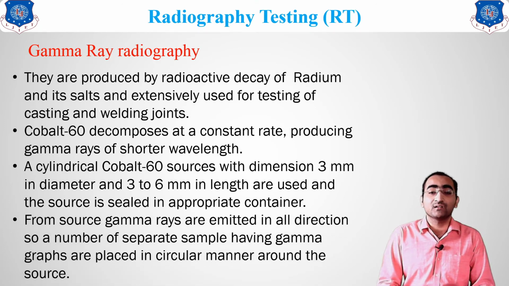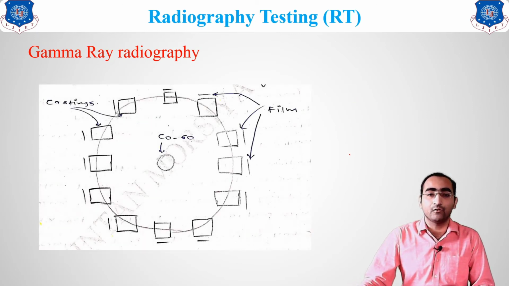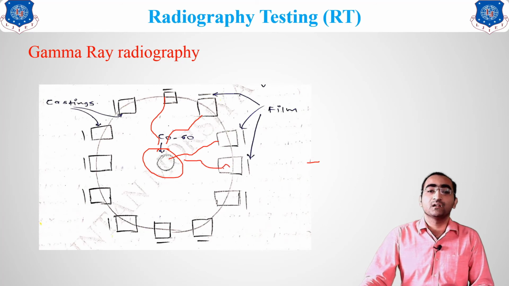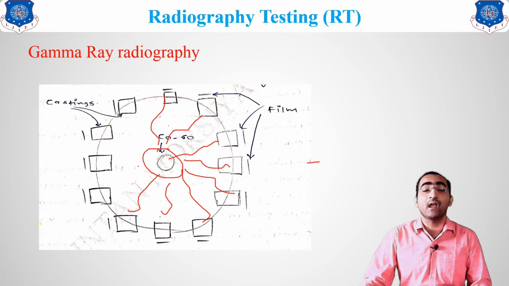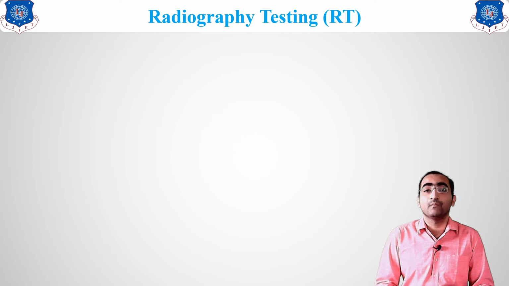From the source, gamma rays are emitted and they come out from that cylinder and go in all directions for the detection of the material. You can see over here the sealed part of the cobalt 60 is kept over here. So the radiations will go in all directions and hit the targets, and as a result, more specimens can be detected at the same time.